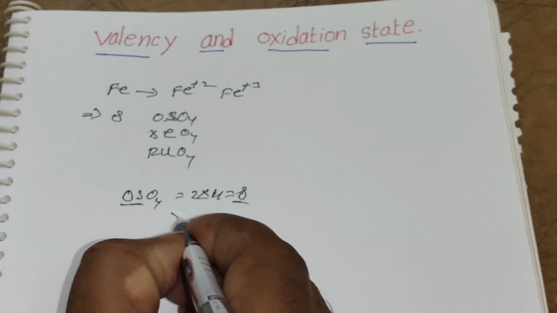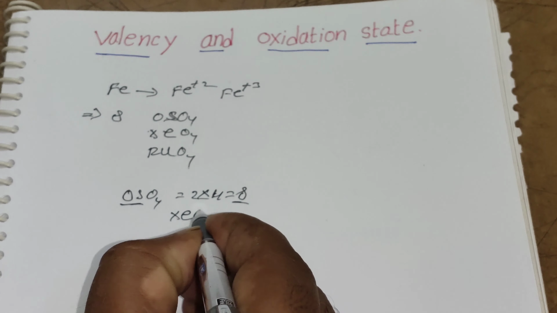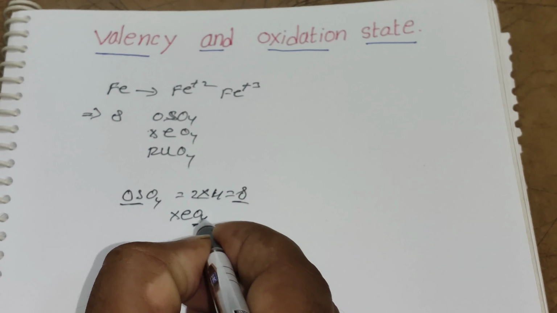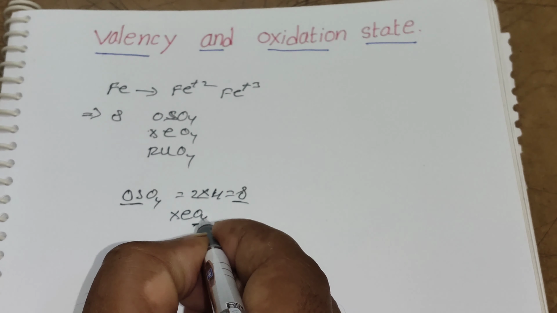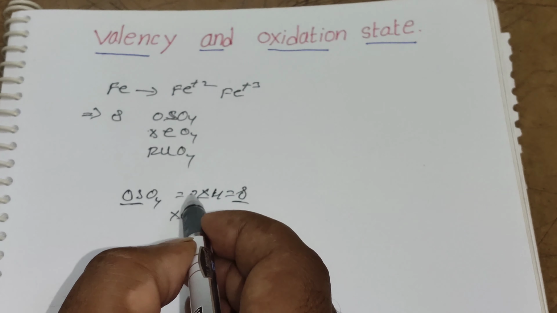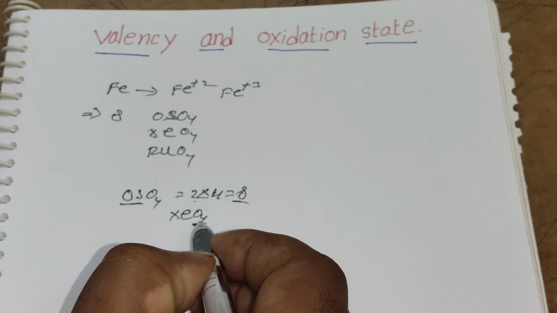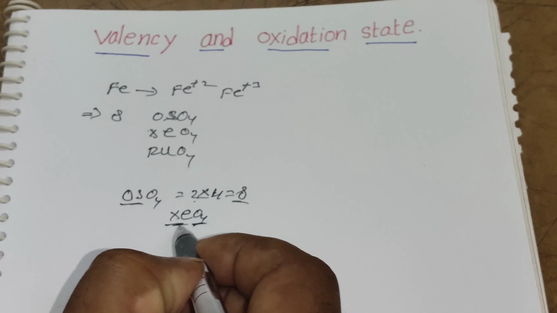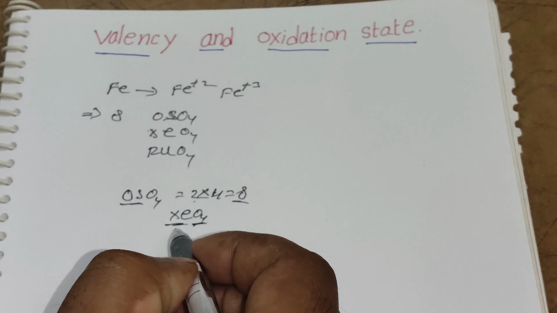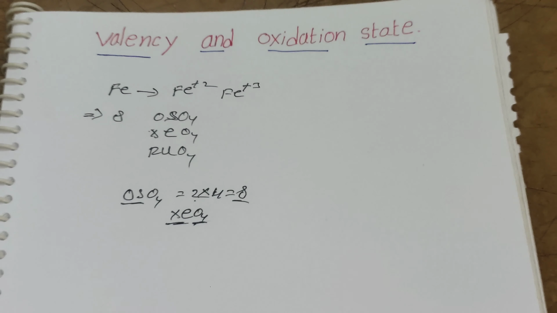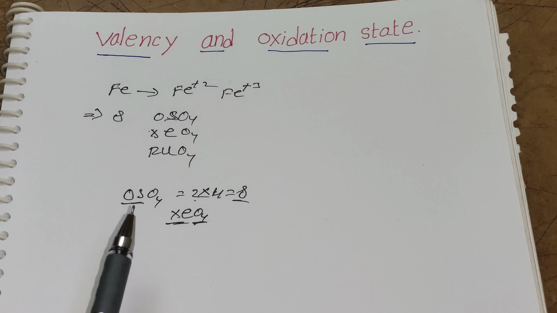Along with that, xenon tetroxide, XeO4. In XeO4 also there are 4 oxygens present, and each oxygen valency is 2. So 2 into 4, the total oxygen valency here is 8. So here xenon valency is also 8. Okay students, and now I will explain the oxidation states of some of the elements.